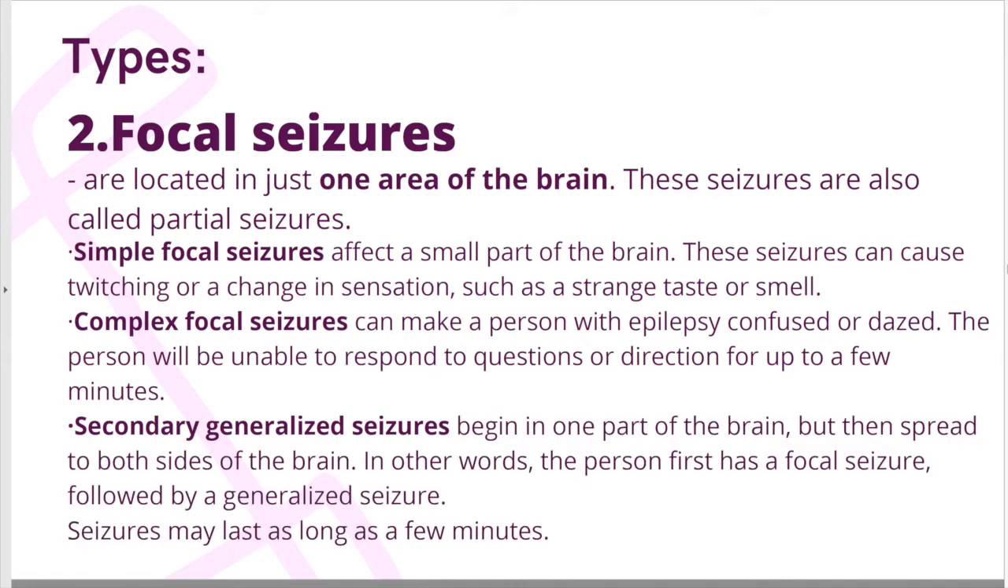Secondary generalized seizures begin in one part of the brain, but then spread to both sides of the brain. In other words, the person first has a focal seizure, followed by a generalized seizure. So seizures may last as long as a few minutes.